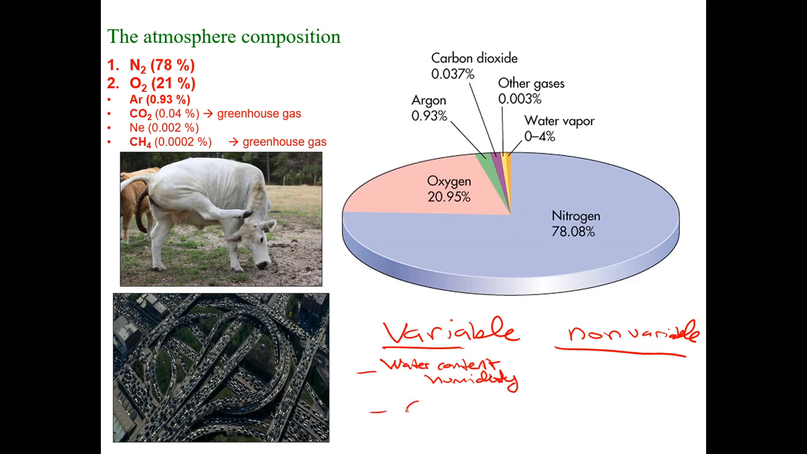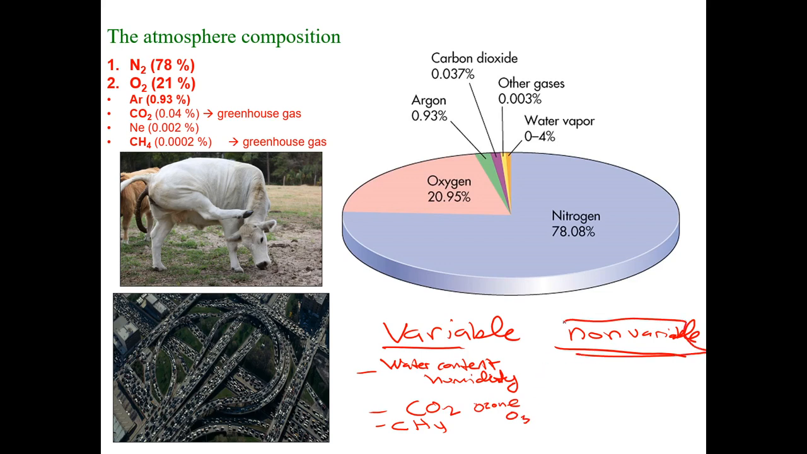But also things like carbon dioxide and CH4, that's methane. Those things change as well. They're both slowly rising as human industry continues, from burning of fossil fuels. Also, another variable component is ozone, which is O3. I'll talk a little bit about that later.